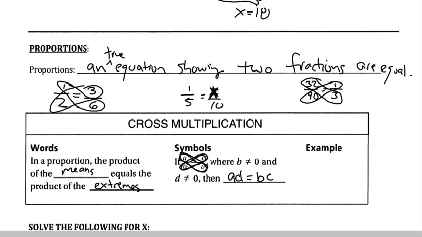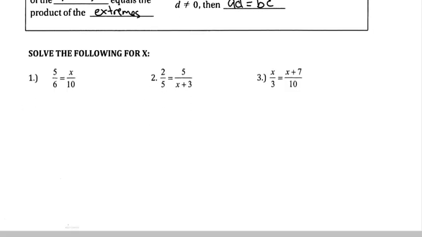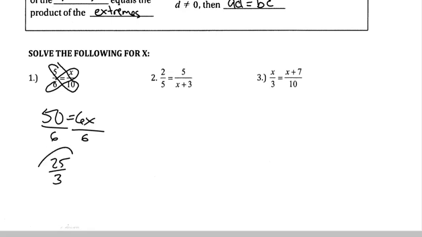So let's keep on going. If you're looking at something like this, some people love to go over and just say, 6 times what number gives me 10, and do the same thing to the numerator. I don't like that. In my mind, I like going like this. 5 times 10 is 50. 6 times x is 6x. And then you divide by 6 and divide by 6. And that would give you 25/3.